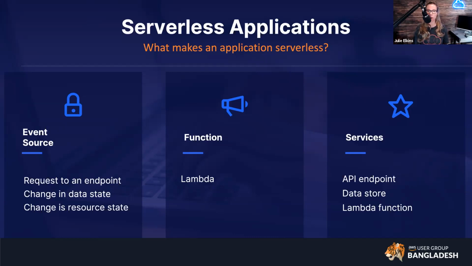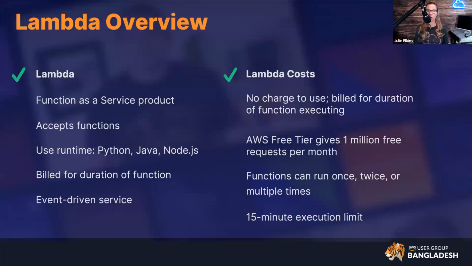So, let's talk about what is Lambda. Lambda is a function as a service product. Lambda runs functions. And functions are a small piece of code that's written in a language. So we could have Java, Go, PowerShell, Node.js, C Sharp, Python, Ruby. And functions can be run using a runtime like Python, Java, Node.js, etc. And we are billed for the duration of the function's execution.